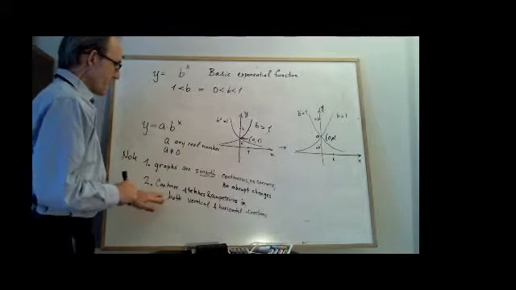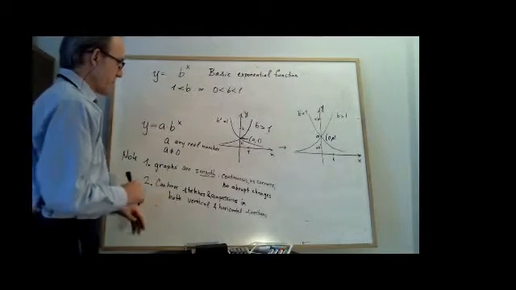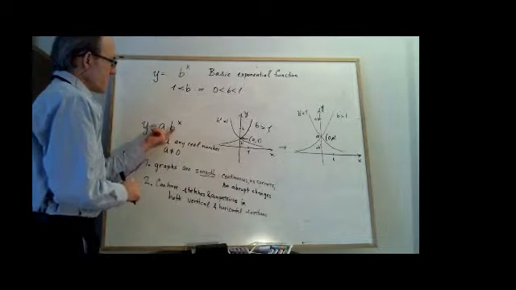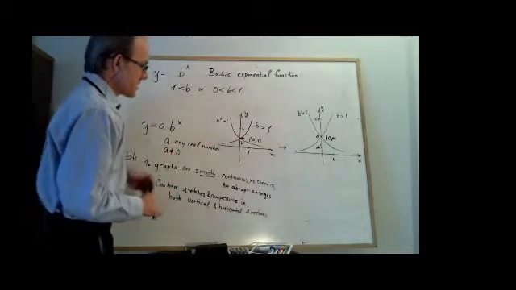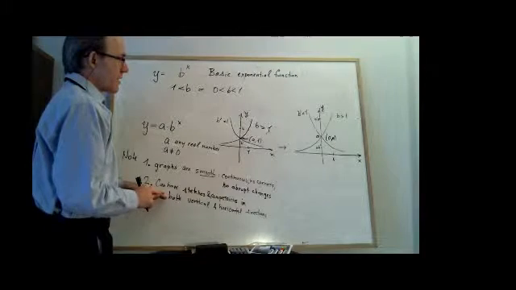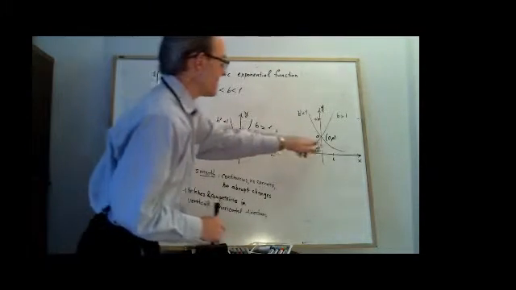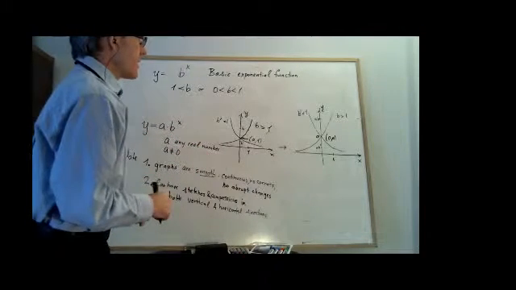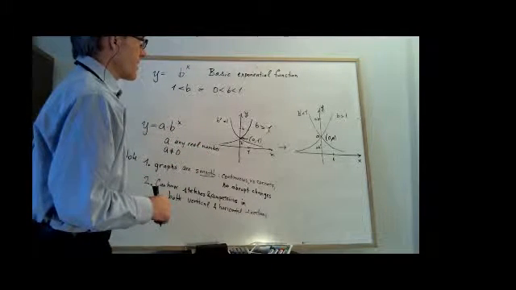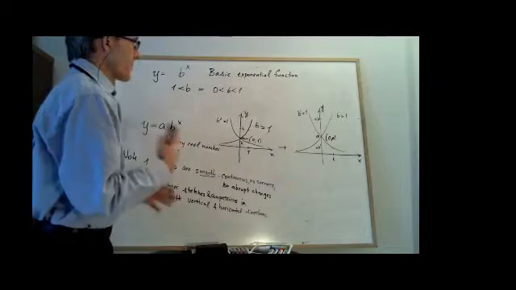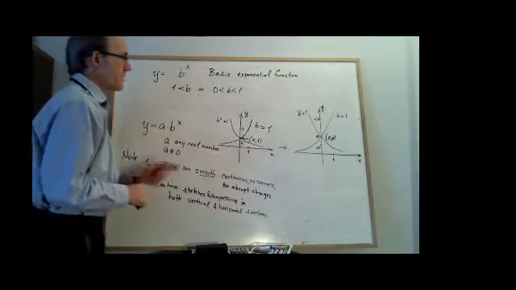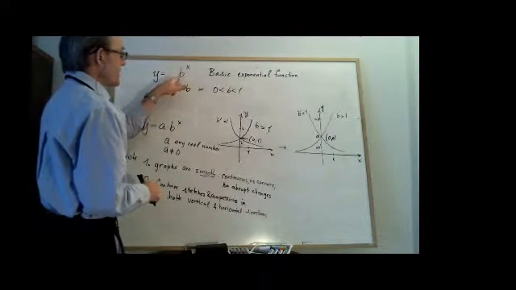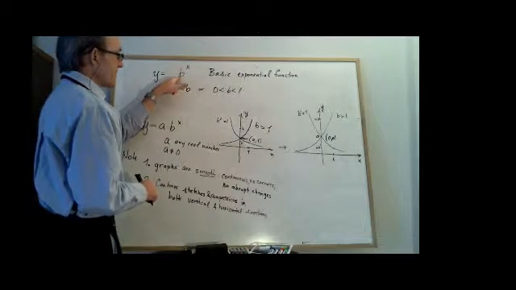I just want to say that the vertical stretches and shrinks here lead to different graphs that are kind of new compared to the original unstretched basic exponential function.